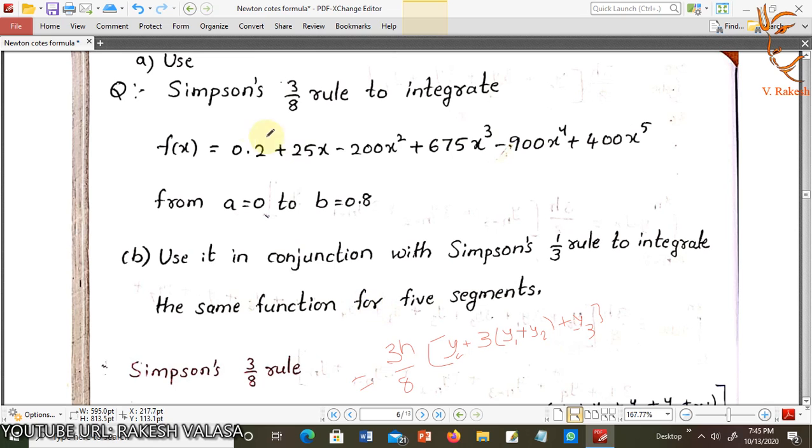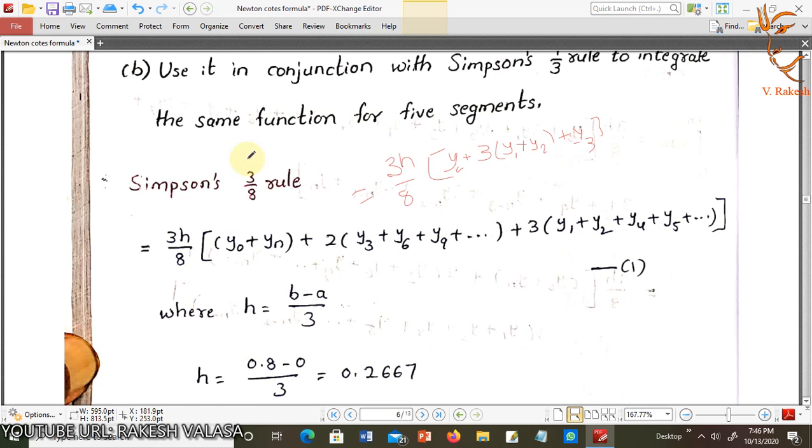segments. We know the formula for Simpson 3 by 8 rule, that is 3h by 8 into y0 plus yn plus 2 into y3 plus y6 plus y9 and so on, plus 3 into the remaining terms y1 plus y2 plus y4 plus y5 and so on. The short form is 3h by 8 into y0 plus 3 into y1 plus y2 plus y3. Here h means b minus a by 3.